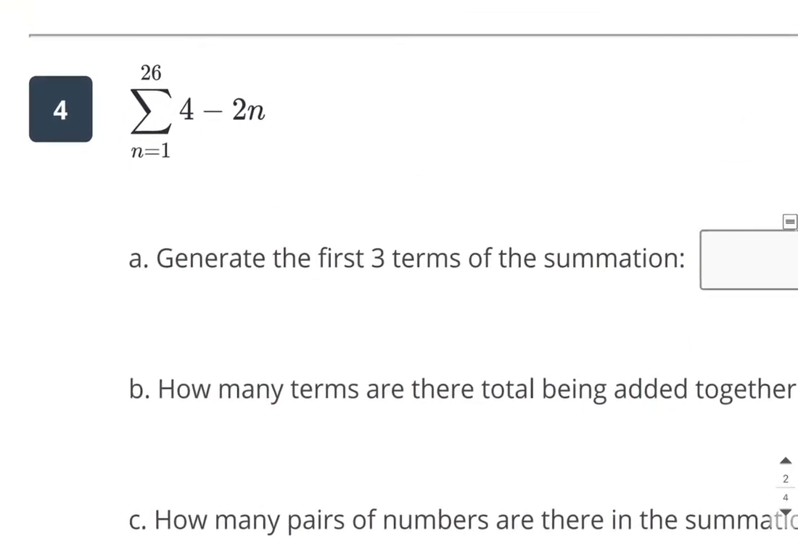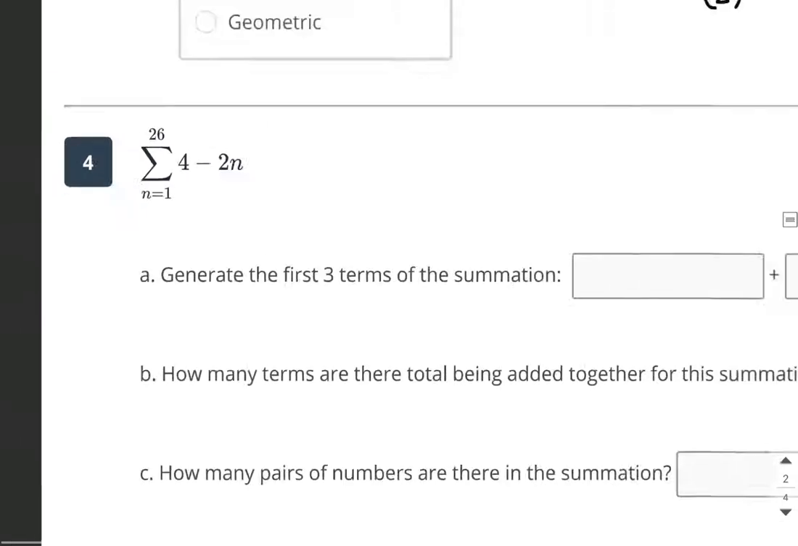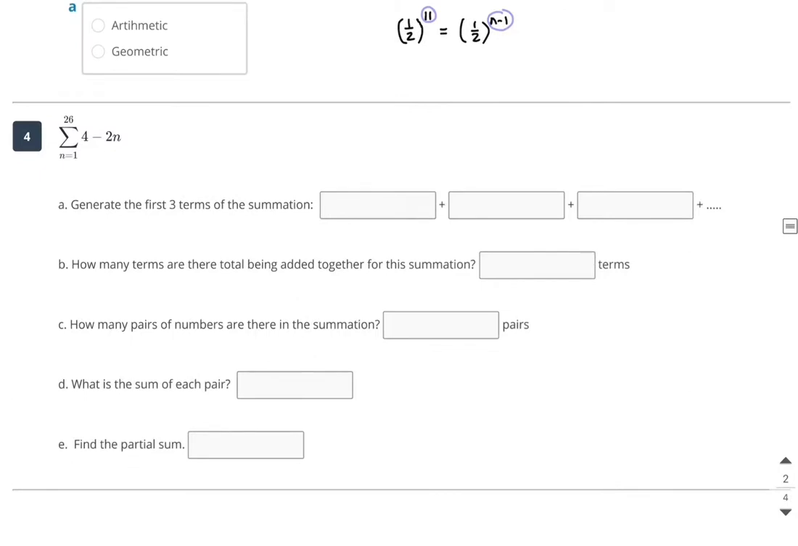I want to sum the first term to the 26th term. So I want to add the first term to the 26th term. And here's the explicit formula to find each term. That's what that says. First thing I want to do is generate the first 3 terms of the summation.